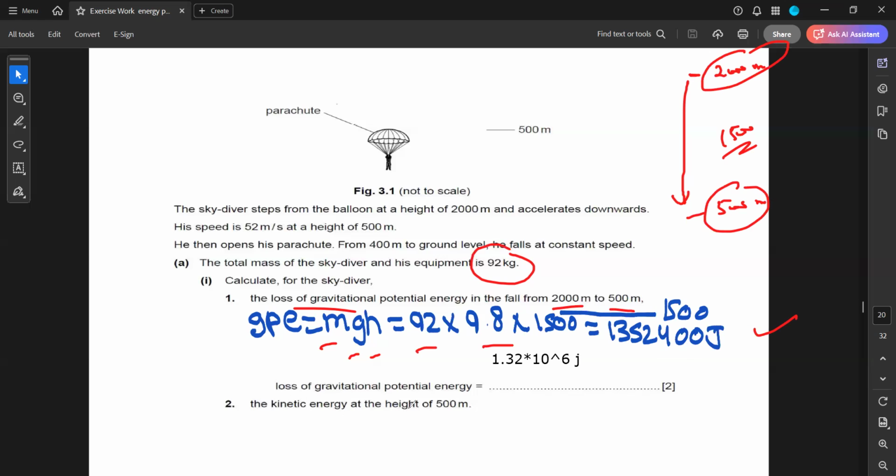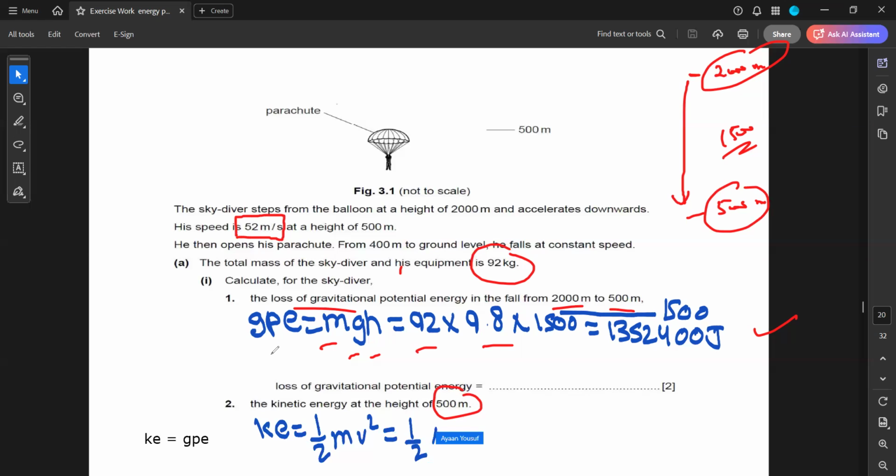Then calculate the kinetic energy at 500 meters. At 500 meters, we know the speed of the skydiver, it is 52. So the kinetic energy will be equal to half m v squared, where the mass of the skydiver is 92 and the speed at which the skydiver moves is 52. So this will give us the kinetic energy of the skydiver, that is 124,384 joules. And the next part, they will ask how much energy is lost.